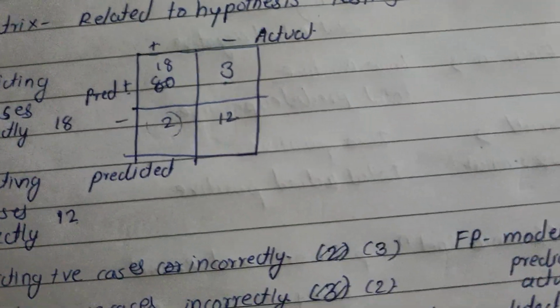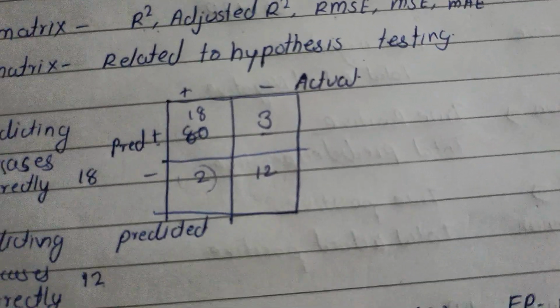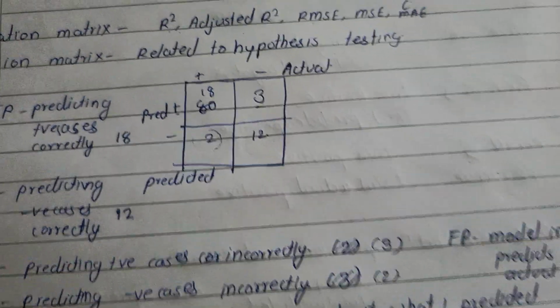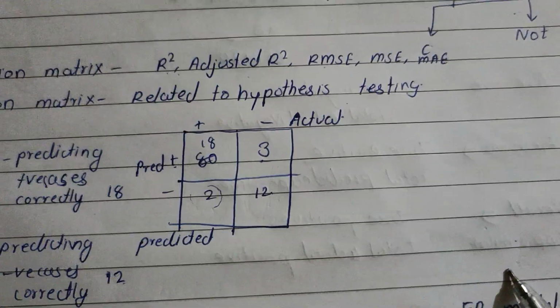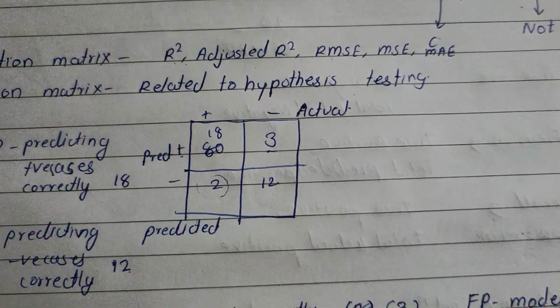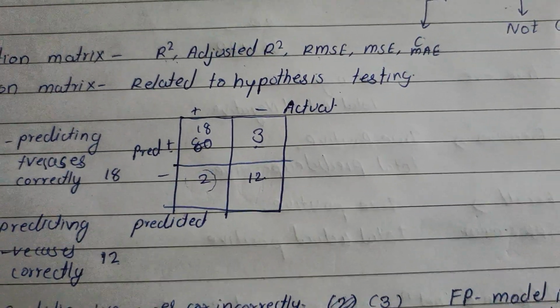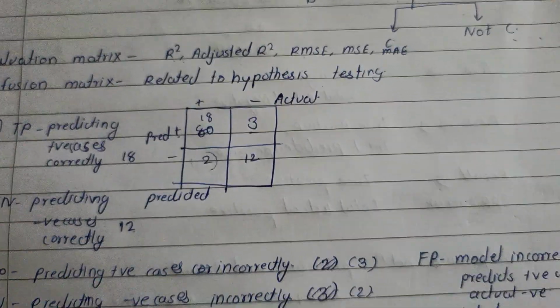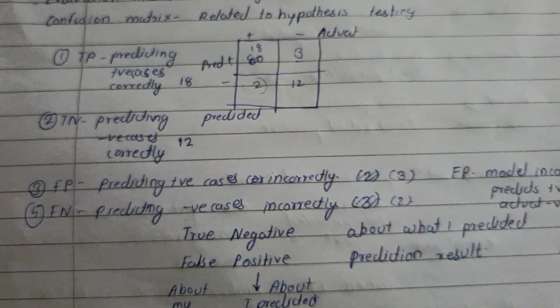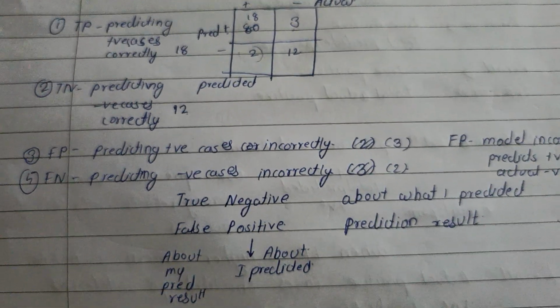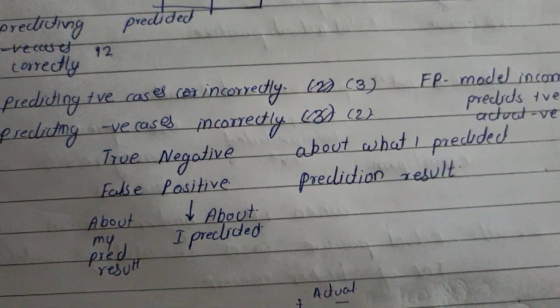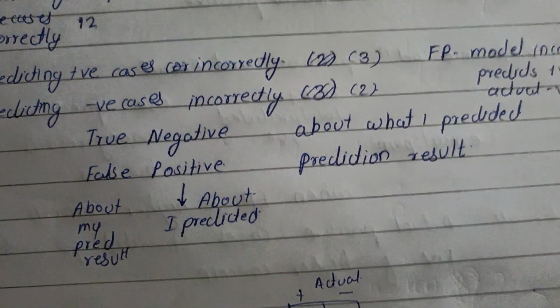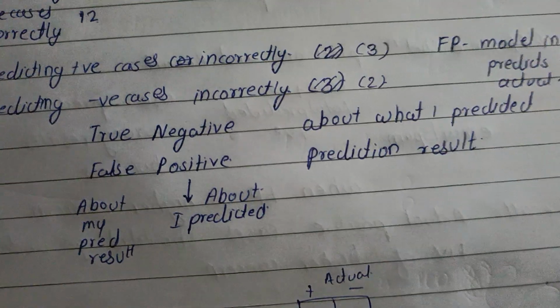Confusion matrix is basically true positive, false positive, true negative, false negative. One more time we'll revise: true positive is basically when prediction is positive and actual is also positive. Prediction and actual both positive comes under true positive. Similarly, if my prediction and actual are both negative, that comes under true negative. Now what is false positive? Predicted as positive but actually it's negative. And what is false negative? Predicted as negative but actually it's positive.